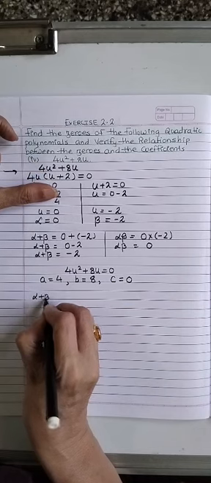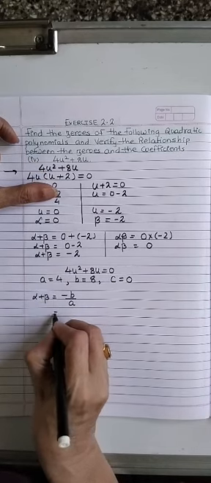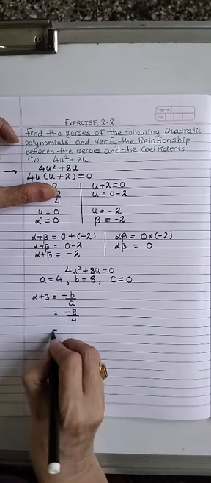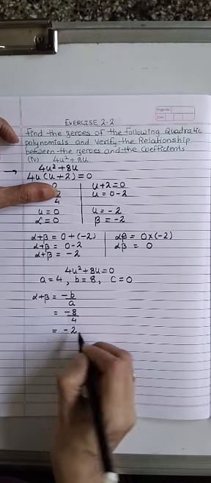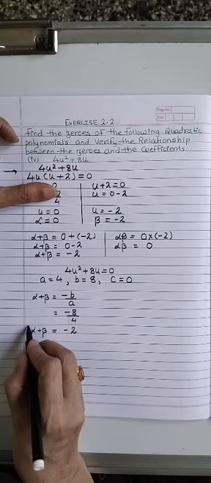Alpha plus beta by formula is minus b upon a. Place the values, minus 8 upon 4. Write it in the simplest form. It is equal to minus 2. So alpha plus beta is equal to minus 2.